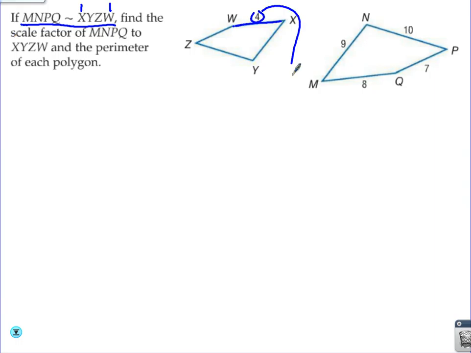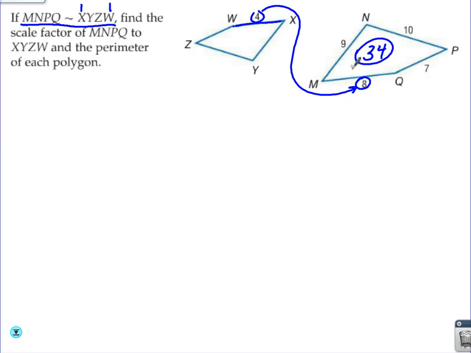So 4 corresponds, thank goodness, with 8. We like that. Scale factor, 4 times 2 is 8. We don't have to do anything hard about it. The second shape is twice as big as the first shape. That means its perimeter is twice as big as the first shape. The perimeter of the second shape, we can find it at 15 minus 24, 34.